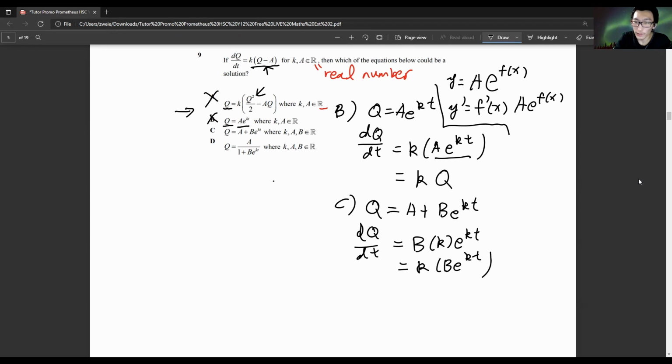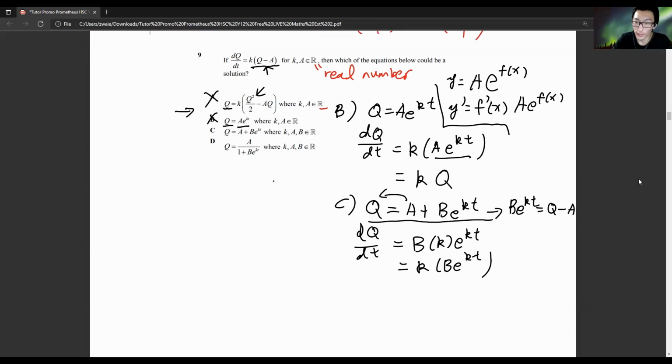But we know that Q equals a plus b e^(kt), such that when I rearrange, b e^(kt) should be equal to Q minus a. I just moved the a to the other side. So what I get is k(Q - a). And clearly, our option C now does fit our description. You can already select your C.